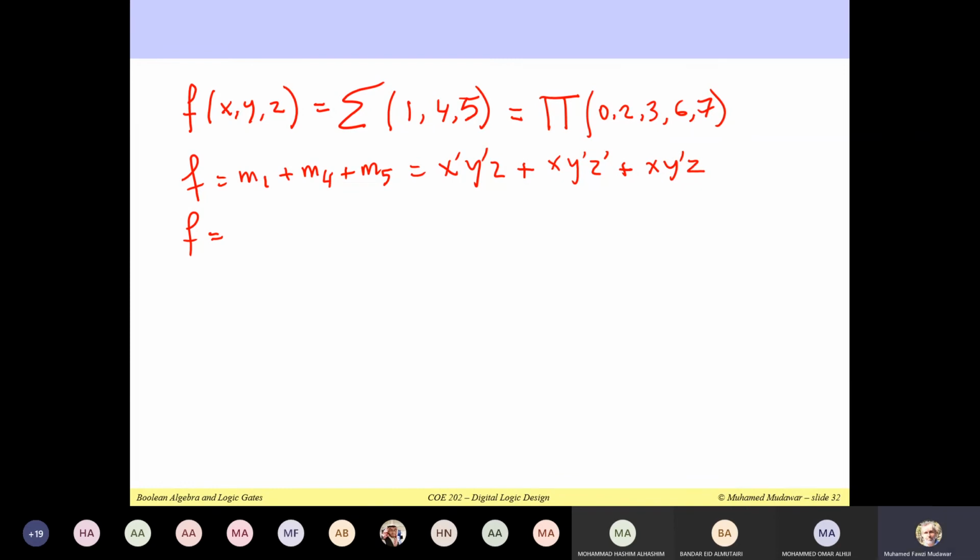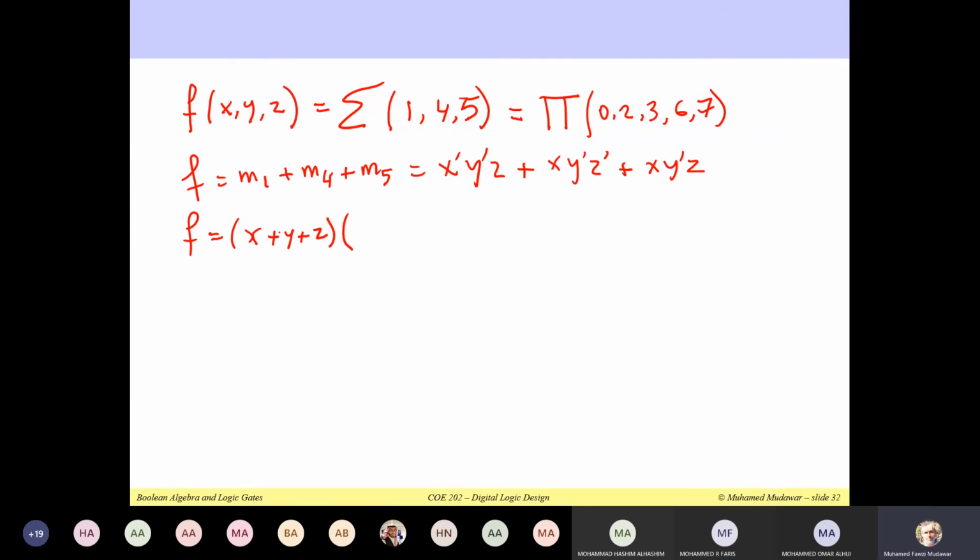So what is max term 0, algebraically? X or Y or Z. Excellent. So let me write it down here. It's really difficult to write on the screen. So I have to write it like this: X or Y or Z. Excellent. Next one. Now notice that it will be a product.